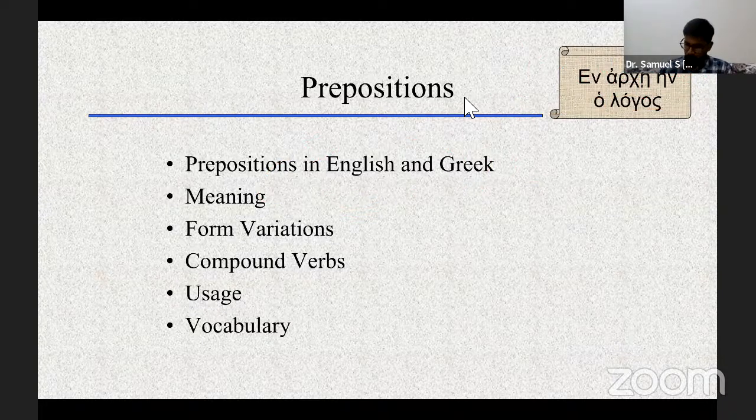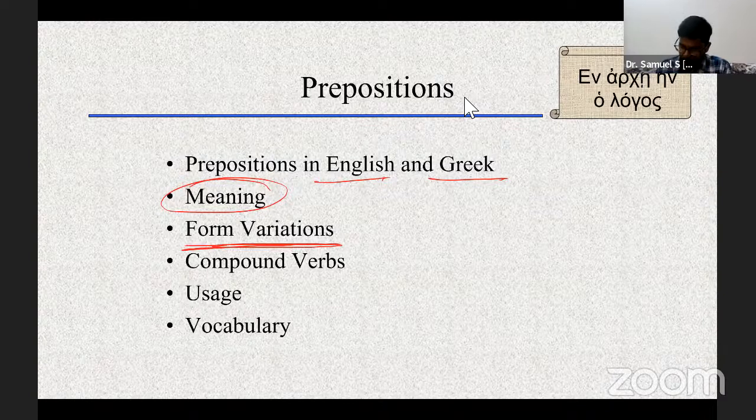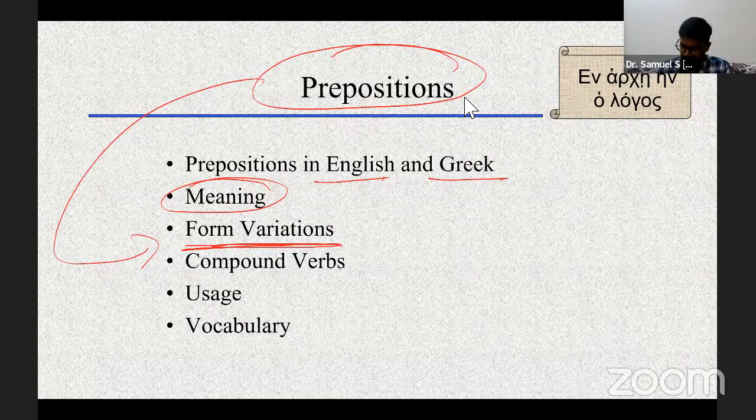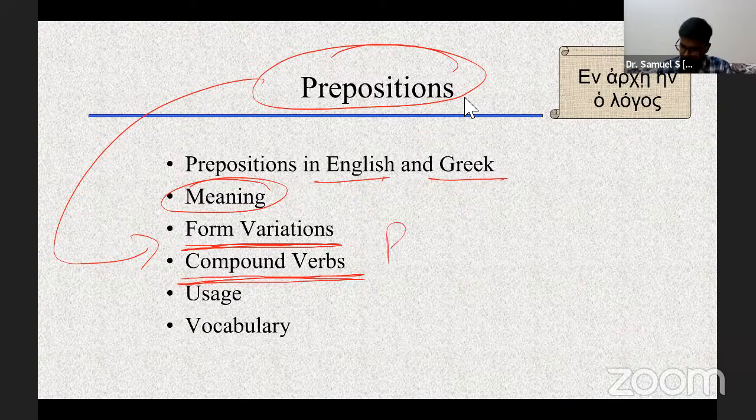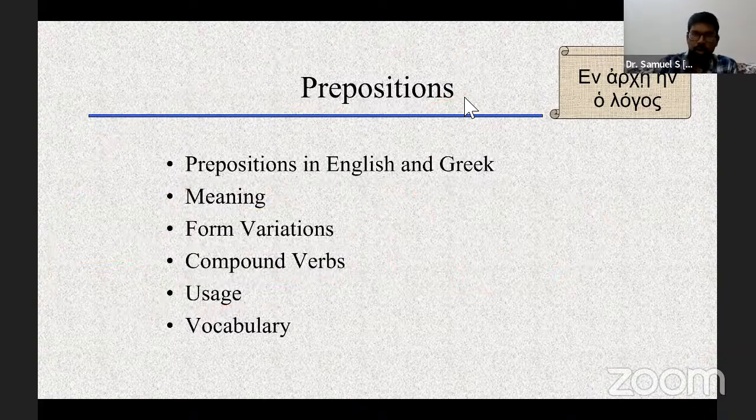We'll look at prepositions both in English and in Greek. We'll see what is a meaning. There are some form variations of how prepositions change form in different contexts. We'll see this idea of compound verbs, where prepositions combine with verbs. And then we'll see some usage of prepositions, how prepositions are generally used. And as always, we'll close with vocabulary.